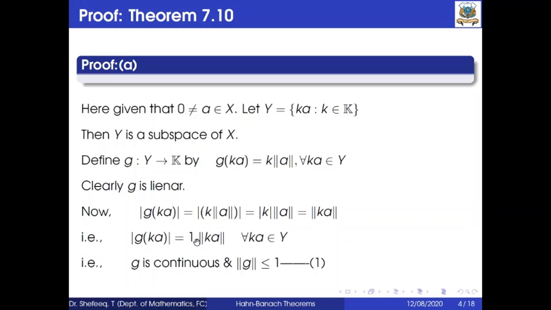Here we have taken alpha equal to 1. Then we have the condition of continuity. So g is continuous. And also ||g|| ≤ 1 by the definition of the norm of g. What is ||g||? ||g|| is the supremum of the set of all |g(ka)| such that ka belongs to Y and ||ka|| ≤ 1. So by using that definition we can write ||g|| ≤ 1.